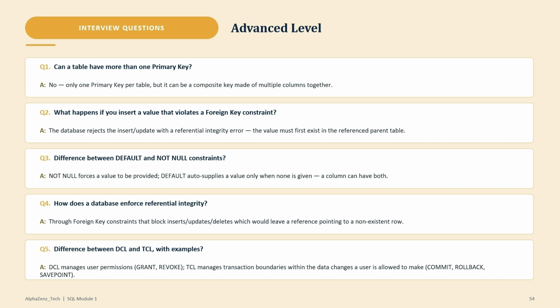How does a database enforce referential integrity? Through foreign key constraints, which block any insert, update, or delete that would leave a reference pointing to a row that doesn't exist. Difference between DCL and TCL, with examples. DCL manages user permissions: grant, revoke. TCL manages transaction boundaries within the changes a user is allowed to make: commit, rollback, savepoint.